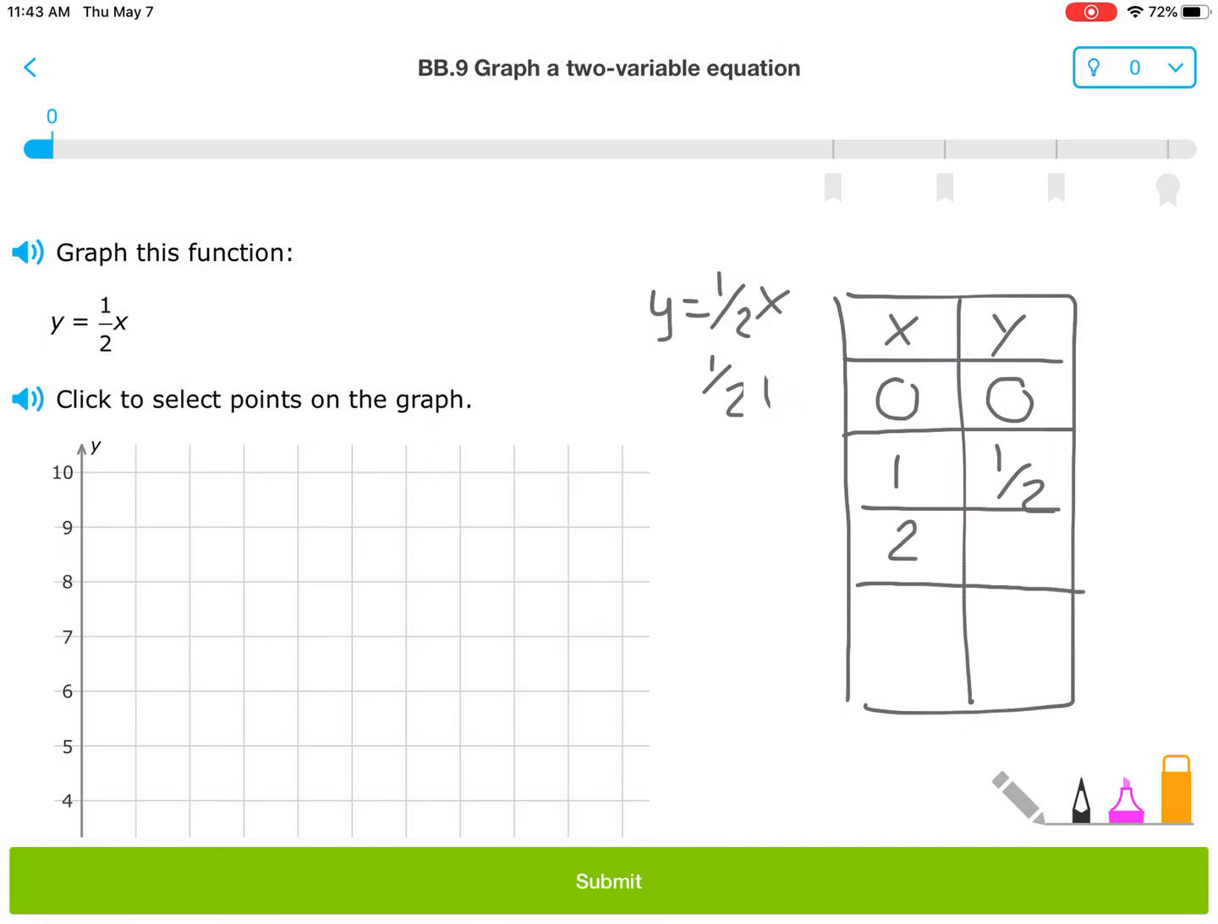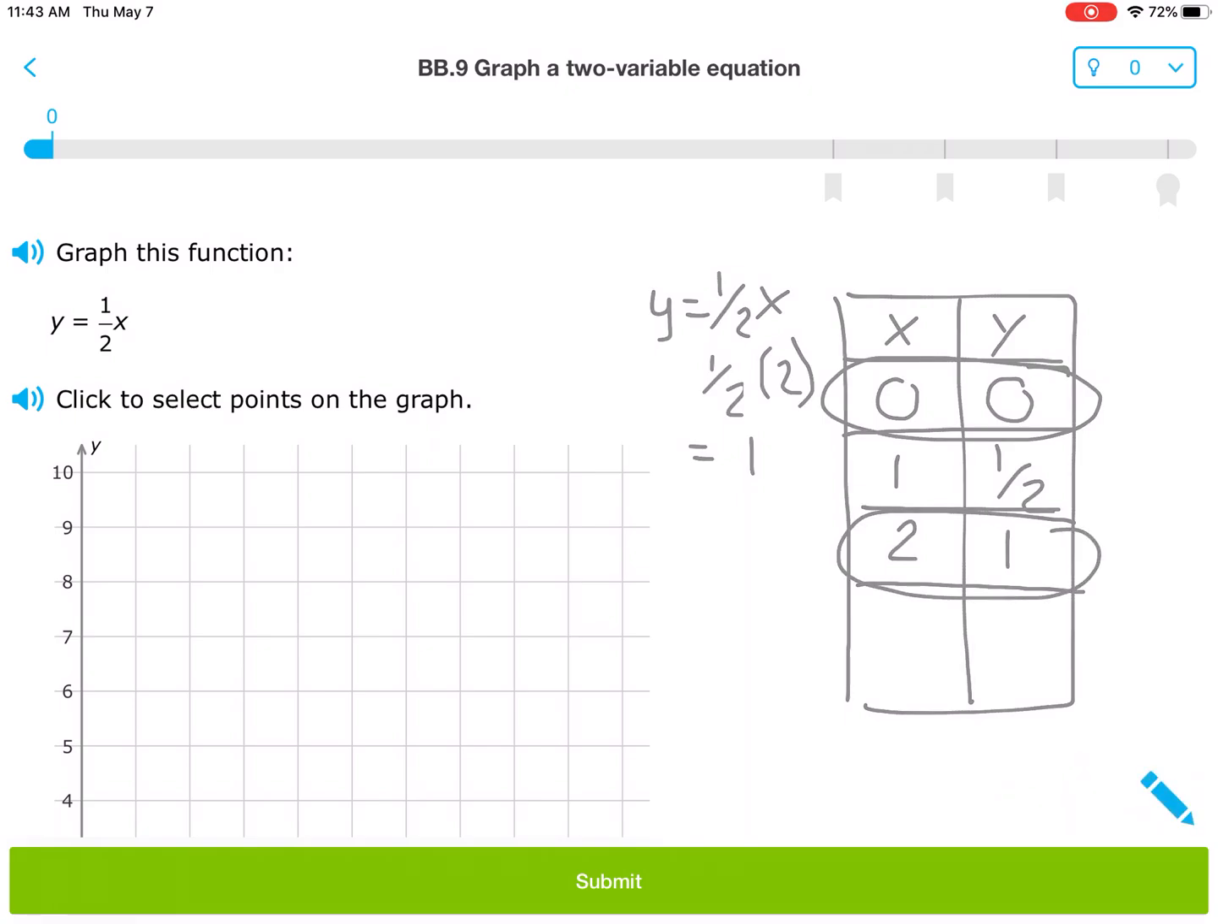So I'm going to replace and substitute in 2 for x. So if I think about this, I'm multiplying 2 times 1/2. I'm taking half of 2. Half of 2 is simply just 1. Now I have at least 2 points with whole number values.